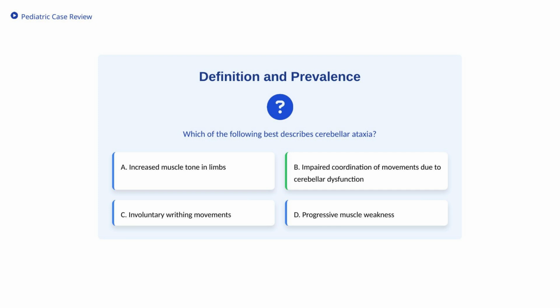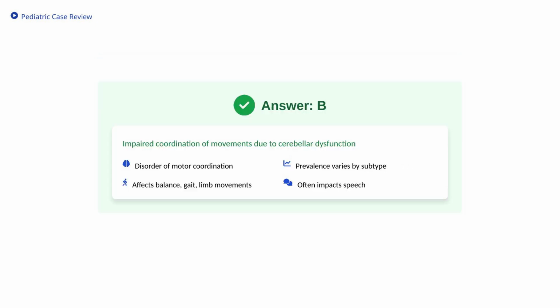Which of the following best describes cerebellar ataxia? Is it A. Increased muscle tone in limbs, B. Impaired coordination of movements due to cerebellar dysfunction, C. Involuntary writhing movements, or D. Progressive muscle weakness? The correct answer is B.